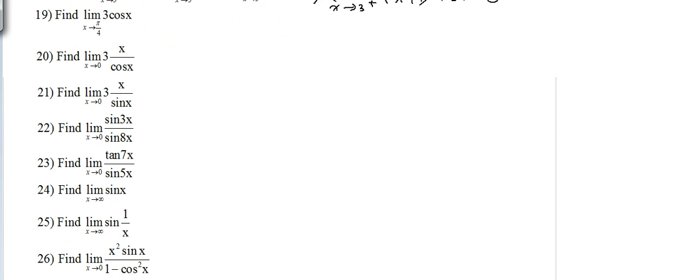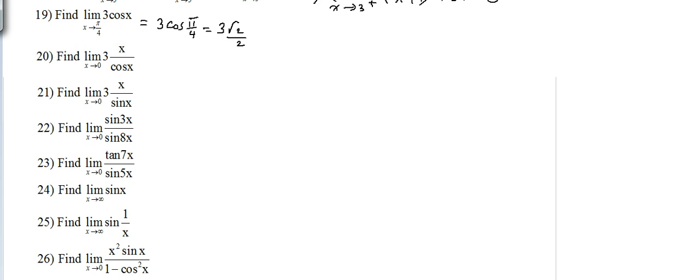Now find the limit of 3 cosine x as x tends to pi by 4. We can directly substitute x with its value, so it's 3 cosine pi over 4, and 3 radical 2 over 2 instead of cosine pi by 4. We all know that.